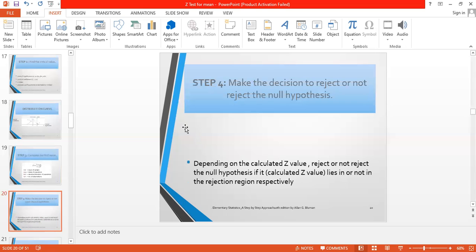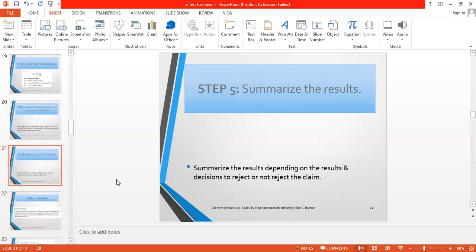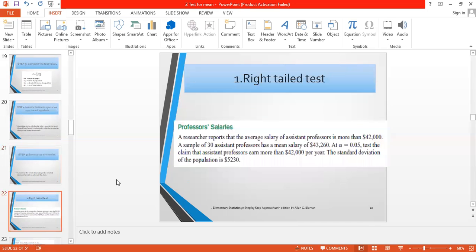And then we make the decision to reject or not reject the null hypothesis according to the z value, depending on whether the calculated z value lies in the rejection region or the not rejection region. And then we summarize our results. Now we show an example of how we calculate the z-test.